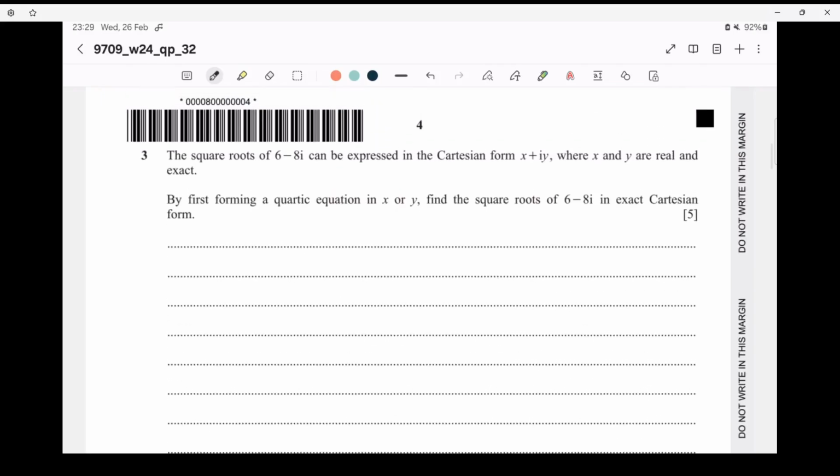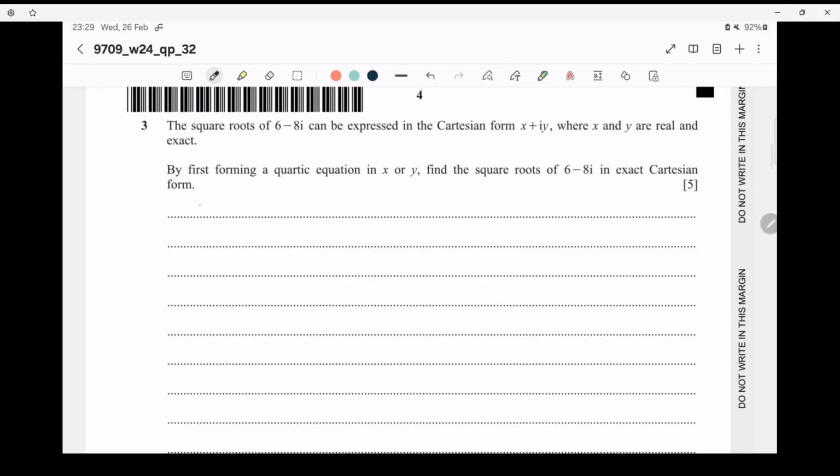Question 3, you have a square root of this, can be expressed in the Cartesian form. Form a quadratic equation in terms of x or y, and then find the square roots. So what it means is basically you need to write x plus iy square equals to 6 minus 8i. The square root of 6 minus 8i is x plus iy.